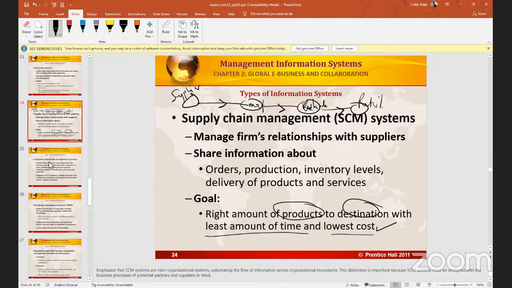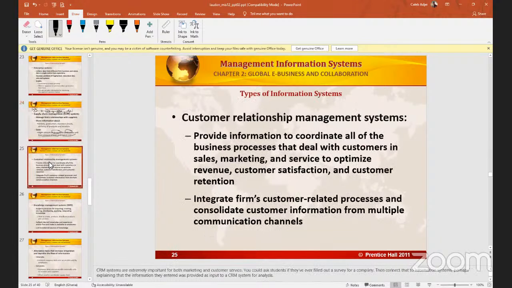Then the next one we are looking at is the customer relationship management system, information to coordinate all of the business processes that deal with customers in sales, marketing, and services to optimize revenue, customer satisfaction, and customer retention. It provides information to coordinate all of the business processes that deal with customers in sales, marketing, and services.